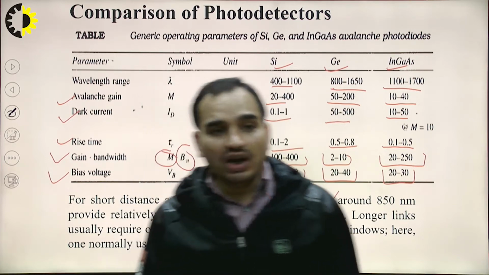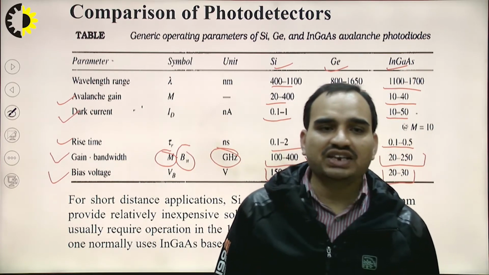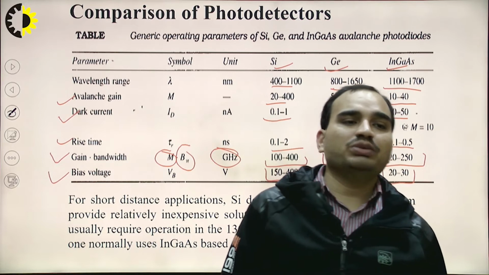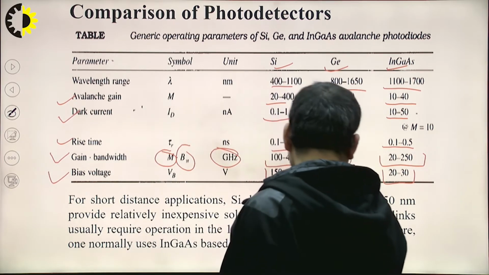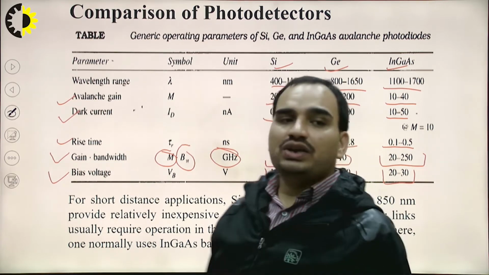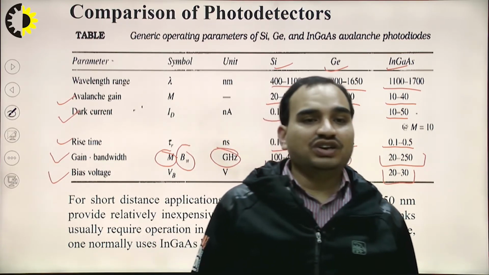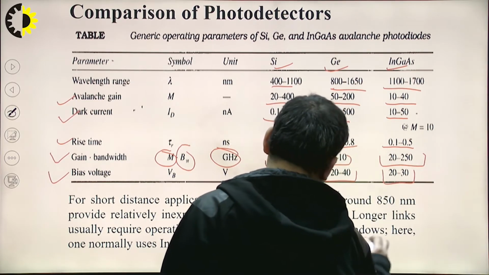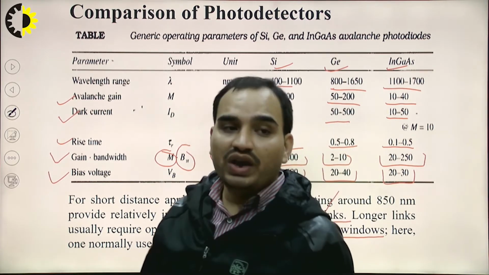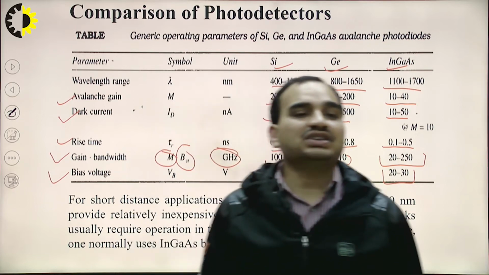So for short distance applications, silicon devices operating around 850 nanometer provide a relatively inexpensive solution for most links. Longer wavelengths usually require operation in the 1300 and 1550 nanometer windows. Here one normally uses indium gallium arsenide based devices.